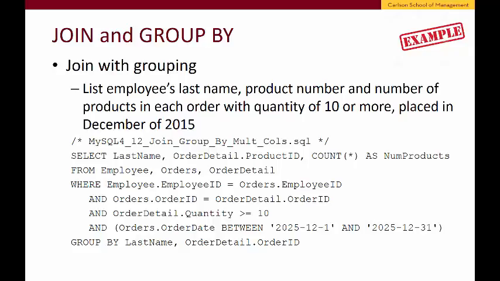The December criteria necessitates the order table, as well as the fact that the order table is the bridge between employee and order details table, which is needed to count the number of products. Okay, we do not need the product table despite the fact that we are counting them. Order detail has that product ID, which is all we need in this query.